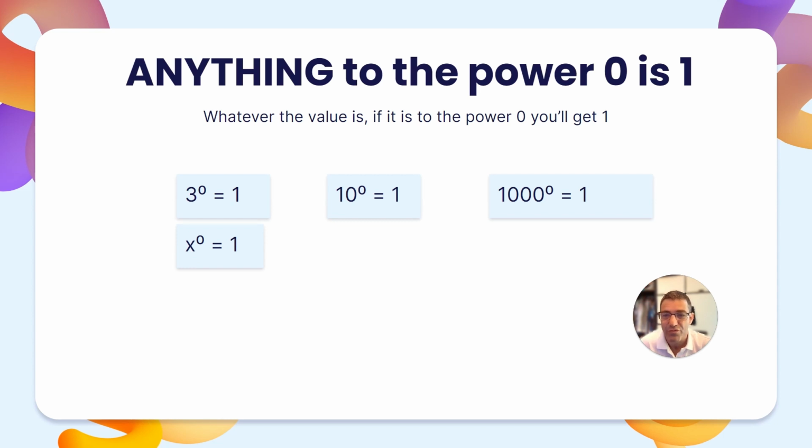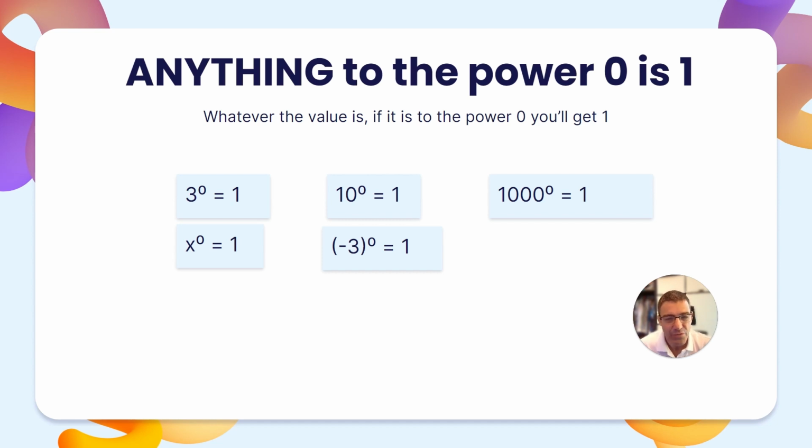Now, if you have a variable x, remember a variable can represent any number. Necessarily, because it can represent any number, and any number to the power 0 is 1, x to the power 0 will also be 1. And similarly, even a negative number, like negative 3 to the power 0, will also be 1.